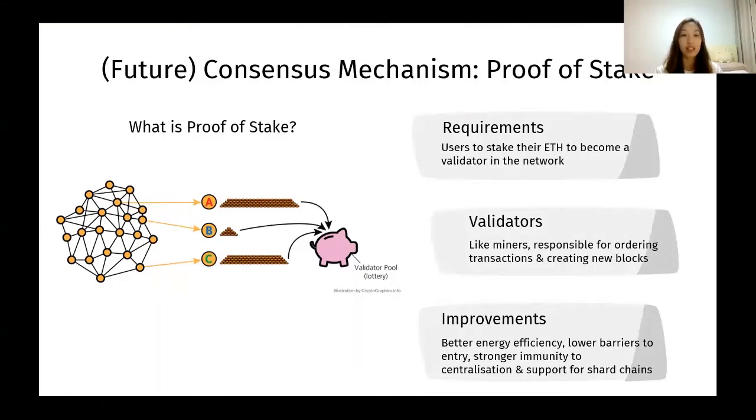And secondly, lower barriers to entry, reduced hardware requirements, where you don't need any elite hardware to stand a chance at creating new blocks. Thirdly, stronger immunity to centralization, where a proof of stake should lead to more nodes in the network. And lastly, stronger support for shard chains, which is a key upgrade in scaling the Ethereum network.